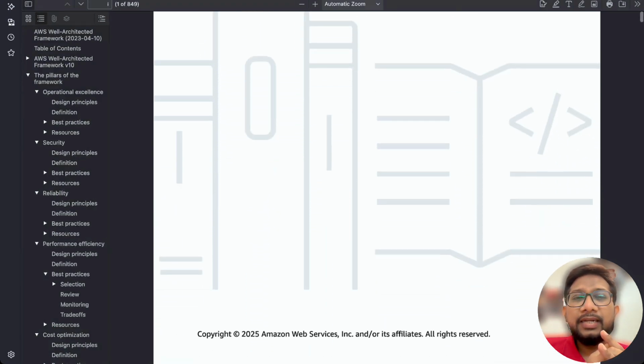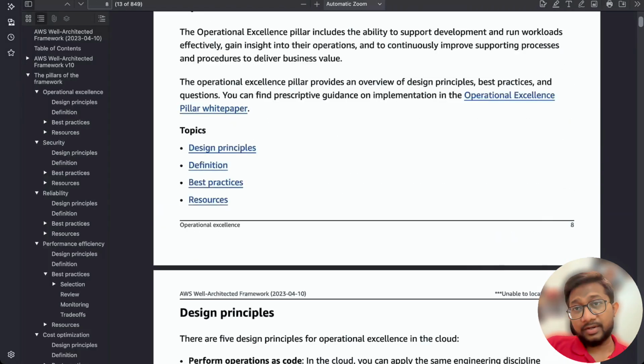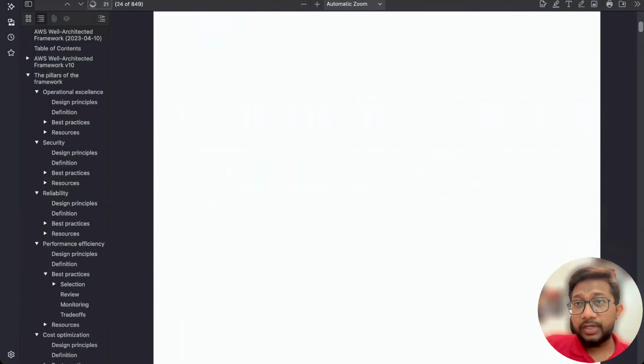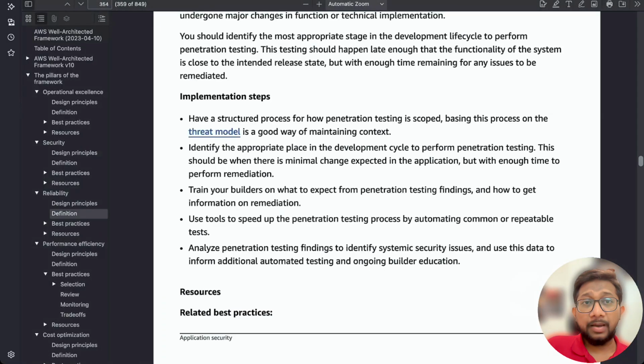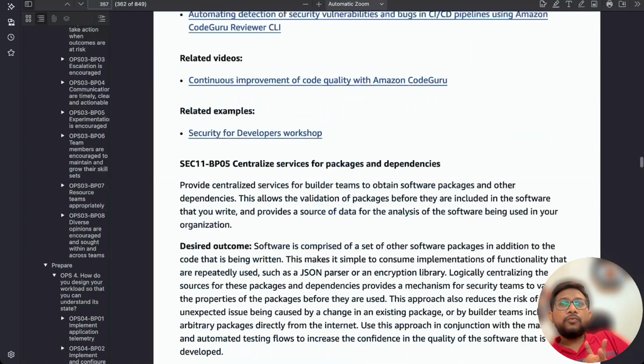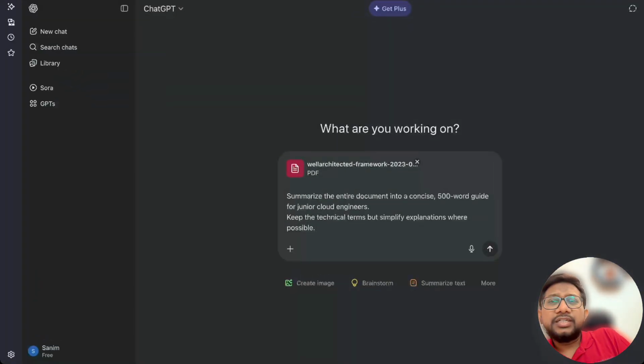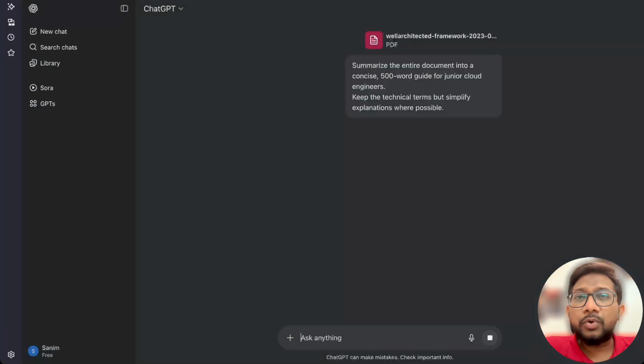I uploaded the entire AWS Well-Architected Framework PDF and a sample diagram. This thing is huge. We are talking about a comprehensive guide that covers 6 pillars of cloud architecture. I asked it to create a junior engineer guide summarizing the key concepts. Now, this is where most AI models would either refuse, hallucinate, or just grab snippets from the beginning and end.